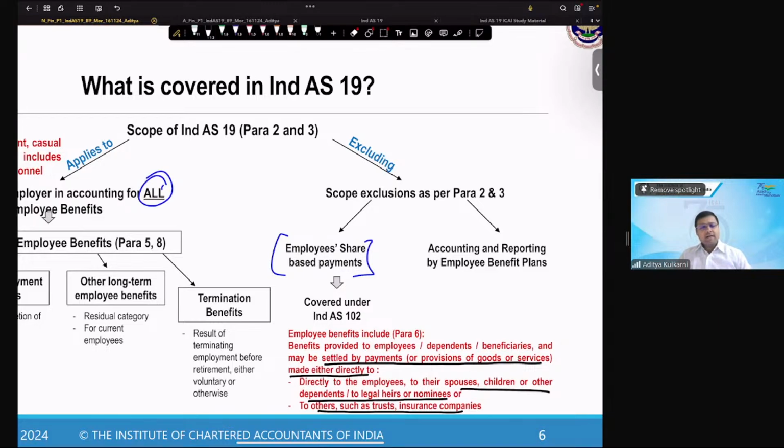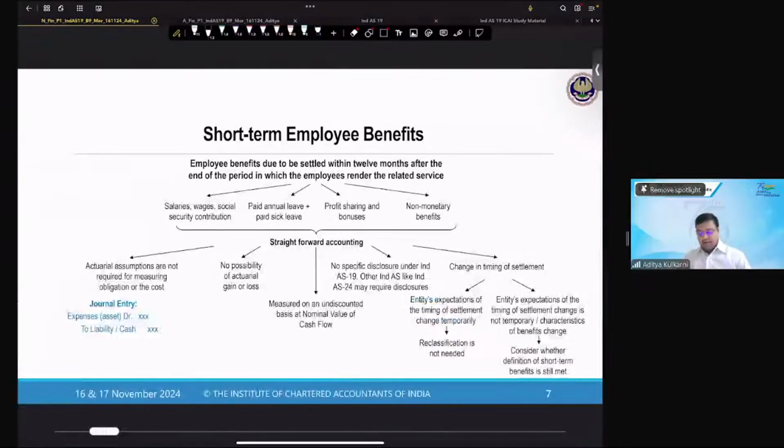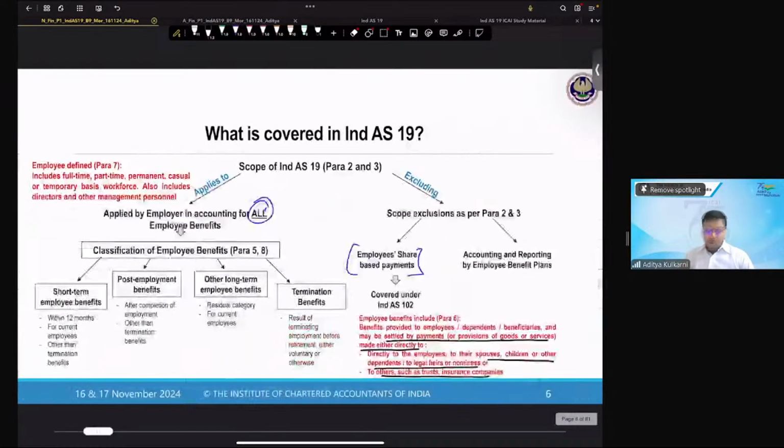Are we able to understand? So it's a very, very broad definition. It's not restricted to only payments made to the employee alone. Even to his family, whatever goes is covered as employee benefits. Okay, all right. Now we come to the accounting of these benefits one by one.